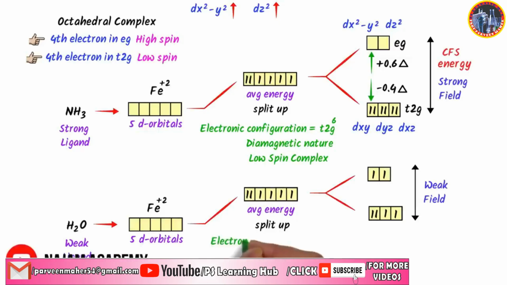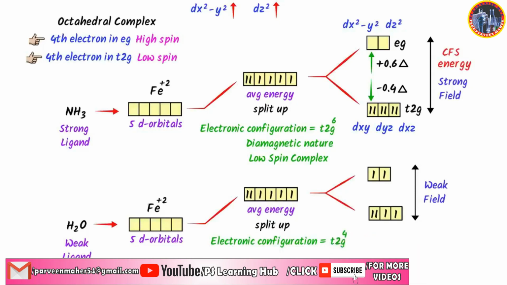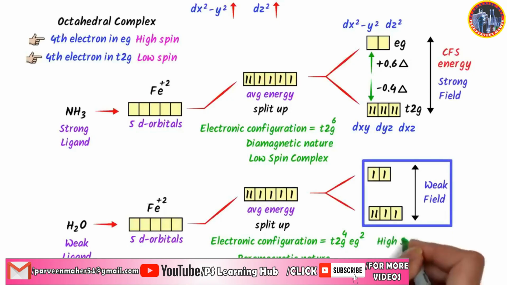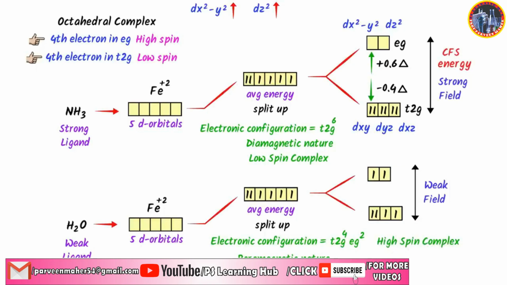Lastly, I write the electronic configuration for this system. We can see that there are 4 electrons in T2g and 2 electrons in Eg. I write T2g4 and Eg2. So this is the electronic configuration of this system. Secondly, we can see that there are unpaired electrons present in this system, so it is paramagnetic in nature. Here, the fourth electron enters Eg, so it is a high spin complex. Therefore, using this trick, we can easily draw CFT for octahedral complexes.